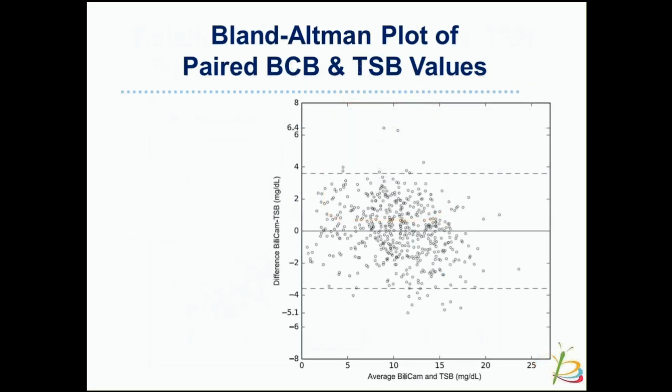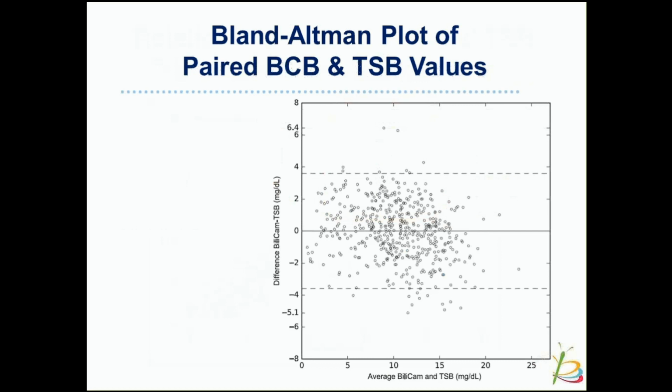Moving on, this plot is called the Bland-Altman plot, and it evaluates the agreement between 2 different instruments. In our case, it's looking at the total serum bili and the BiliCam bili, and it also identifies any systematic differences. It looks at bias.